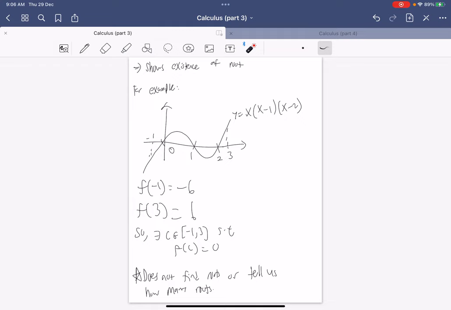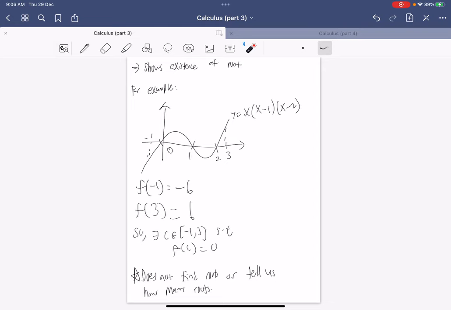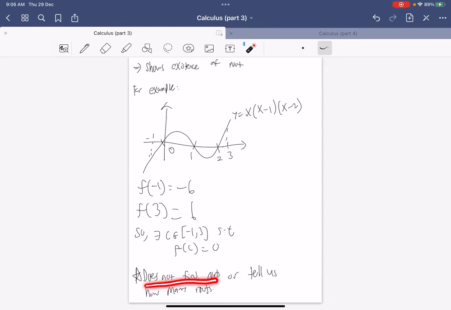But what I would like to take note of is that while the intermediate value theorem shows the existence of a root, it does not help us find the root or tell us how many roots there are. But at least we know there is an existence. We can apply other forms of methods to find it, which we can learn in numerical analysis in other courses.